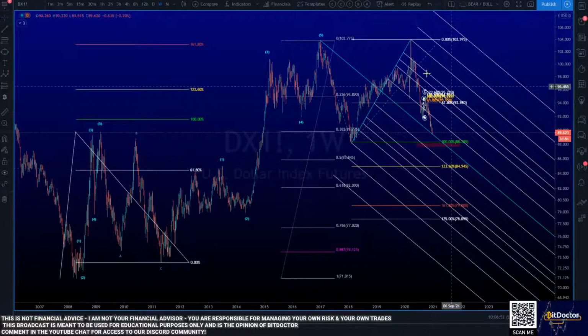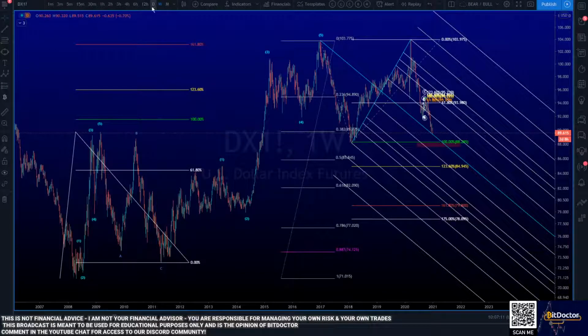Okay, so as this goes down, and you can see we've had this target here for quite some time now, down here at 88, 88 to 87.5. That's where the index, I believe, is probably going to fall to. I think we're going to find ourselves down there.